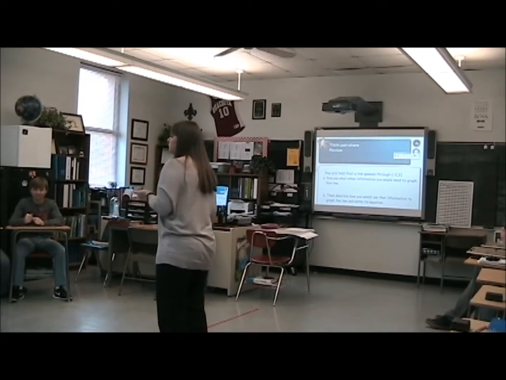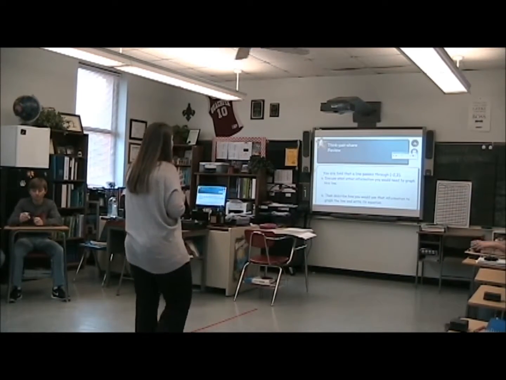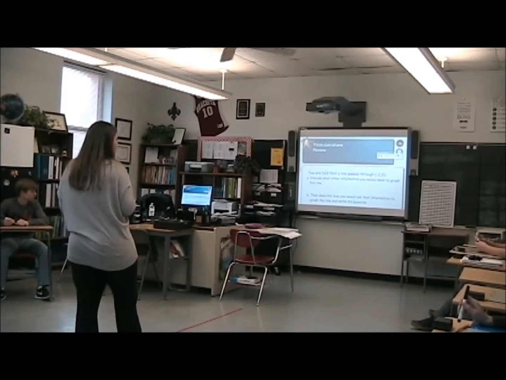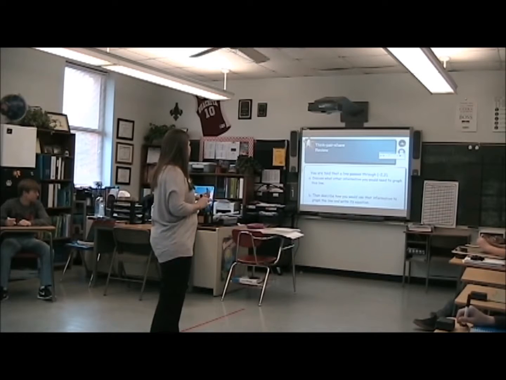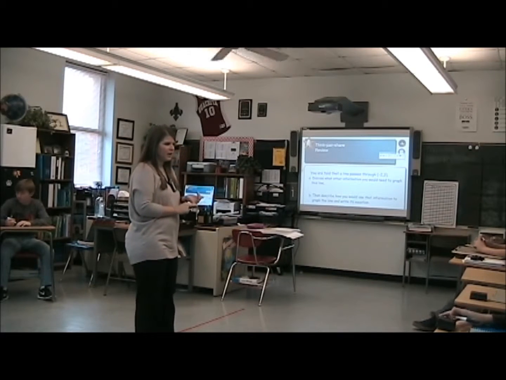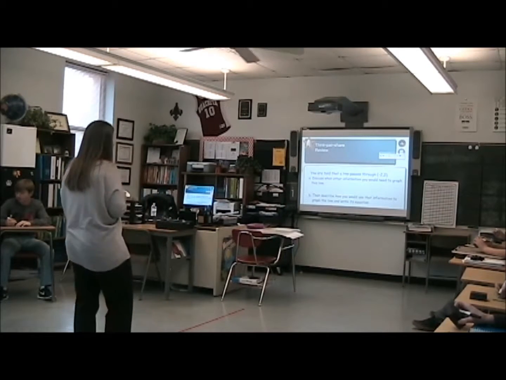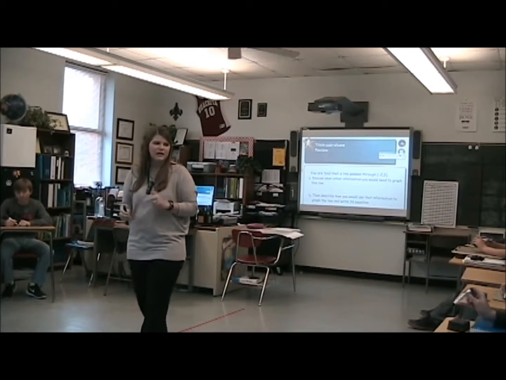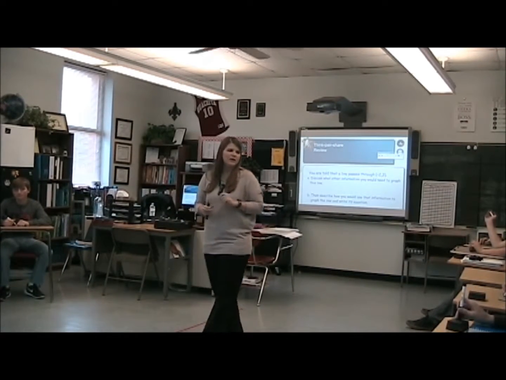Alright, I want you to get with your shoulder partner, and we're going to do a think, pair, share activity. You're told that a line passes through (-2, 3). Discuss what other information you need to graph this line. Then describe how you would use that information to graph the line and write its equation. Okay, I'm going to give you all about 2 minutes.